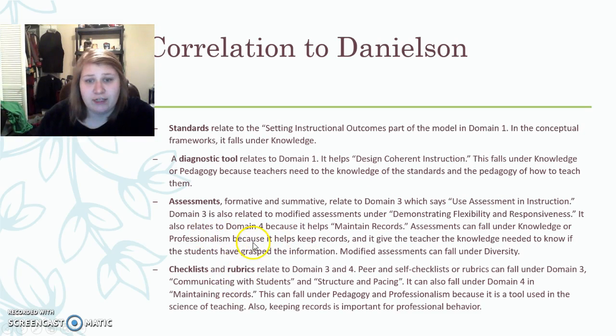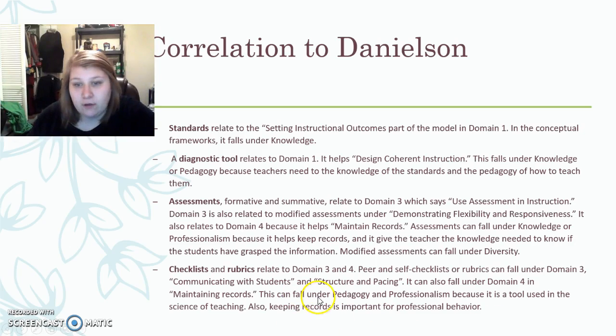And it falls under professionalism because you need to have those records. And then checklists and rubrics fall under domains 3 and 4 as well. The peer and self checklist or rubrics can fall under domain 3, which is communicating with students or structure and pacing. And it can also fall under 4, where it's maintaining records. It's so important to maintain records. You need to keep the records. That way, if anybody ever has any questions, you can show them, this is what I've done. This is what the students have done, so those are very important.